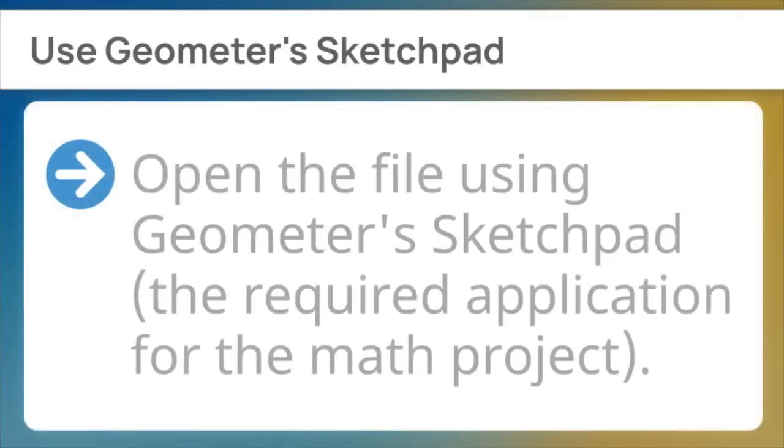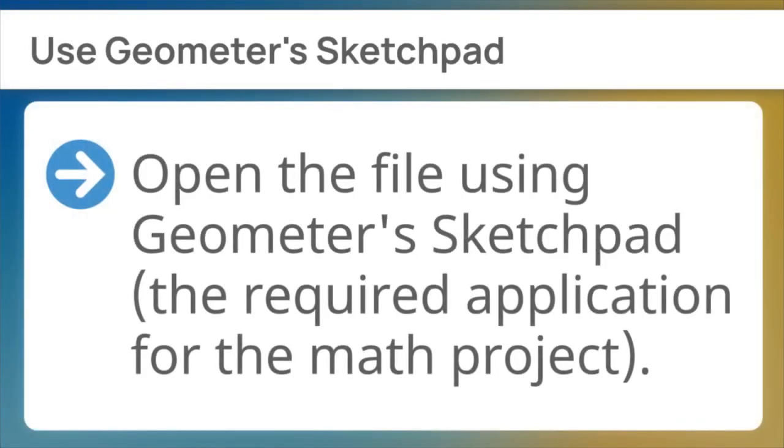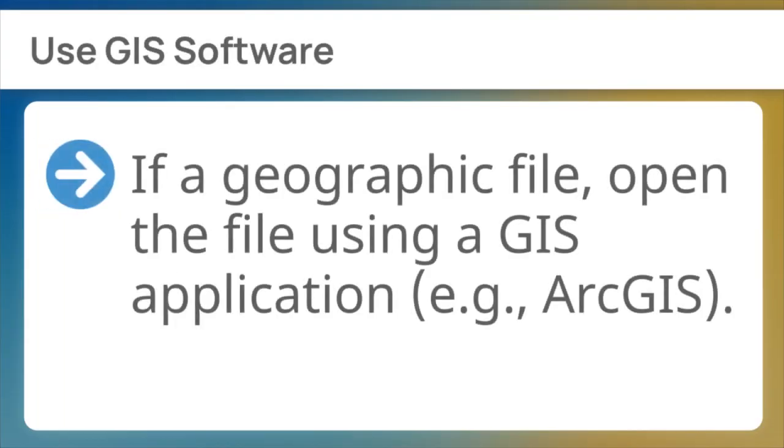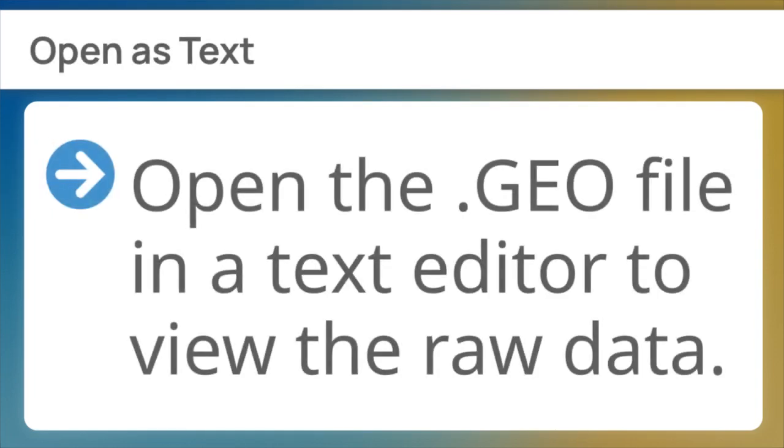First, use Geometer's Sketchpad. Open the file using Geometer's Sketchpad, the required application for the math project. Next, use GIS software. If a geographic file, open the file using a GIS application, e.g. ArcGIS. Finally, open as text. Open the GEO file in a text editor to view the raw data.